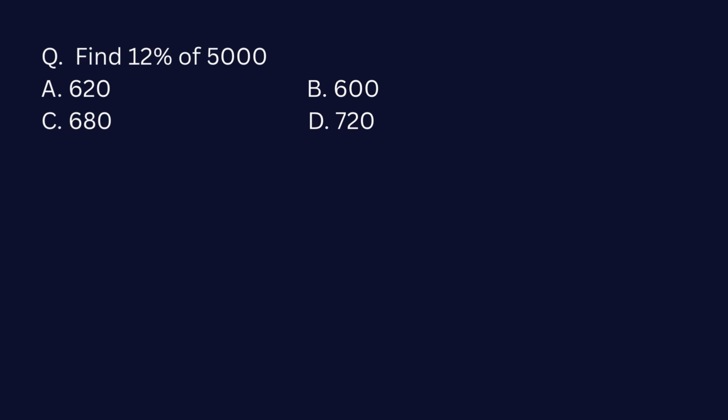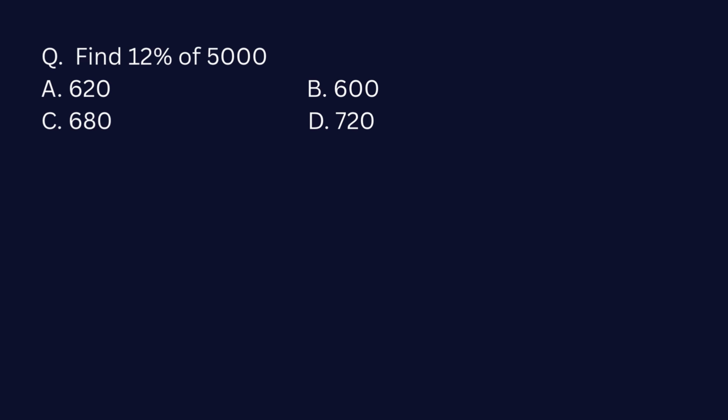Find 12% of 5,000. We have option A, option B, option C, or option D. In order to solve this question, all we need to do is remove the percent. That will become 12 divided by 100 times 5,000. And if I cancel out the 0s, I'm left with 12 times 50. If I do the multiplication, 12 times 50, that would give me 600. So if we look at the options, we see that option B is the correct answer, which is 600.